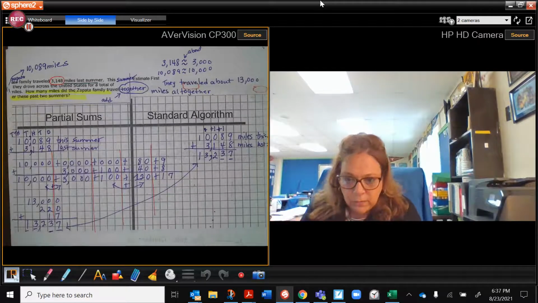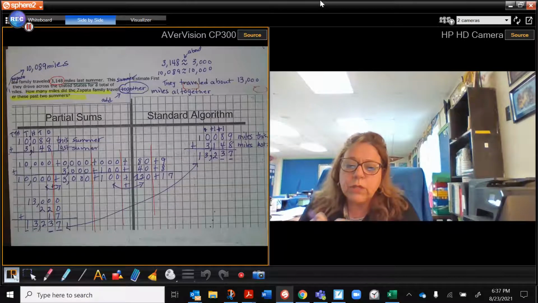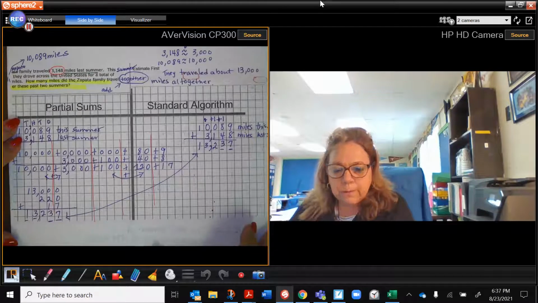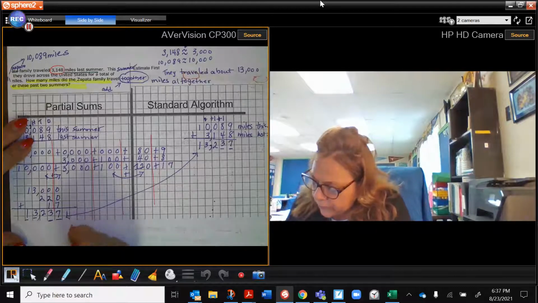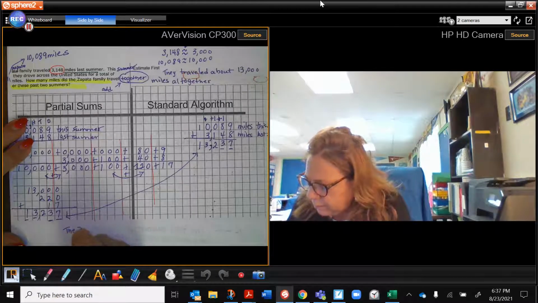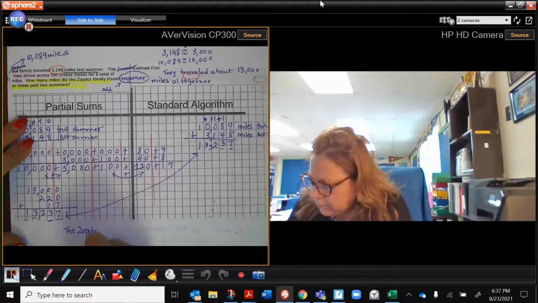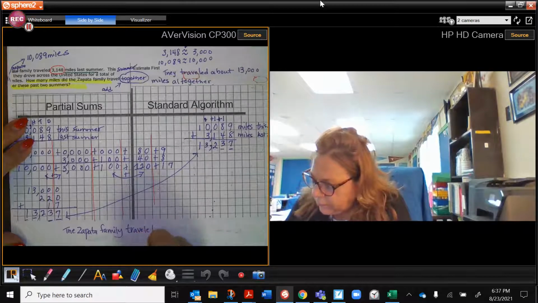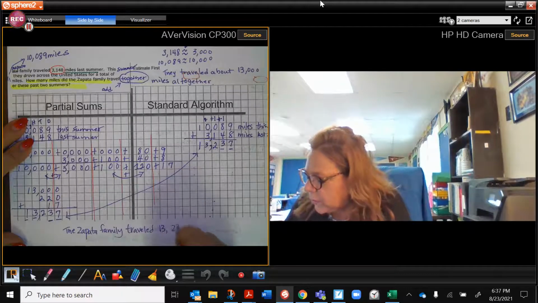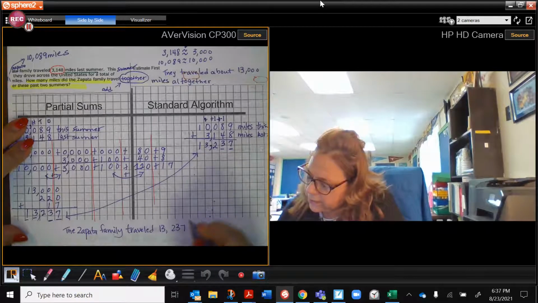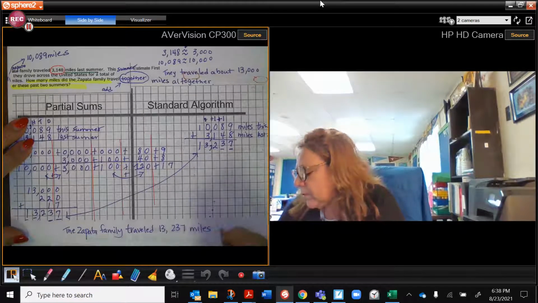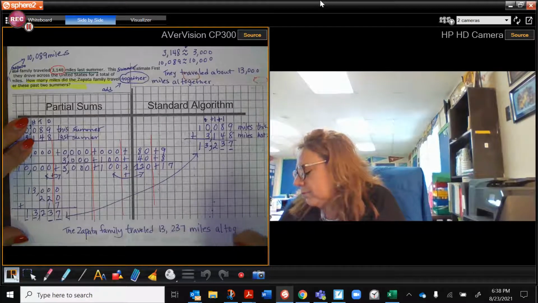And that's finding that relationship. The place value is so important as we move on before getting into the next unit. So here, the Zapata family traveled 13,237 miles altogether.